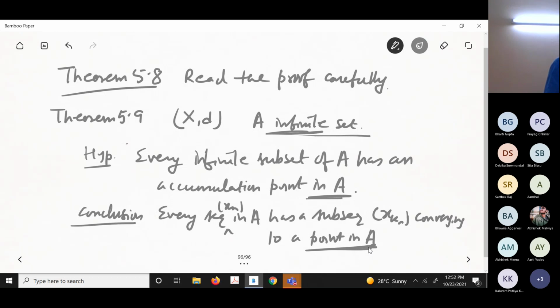This is important. If you have this, you have this. If you do not have this, you still will have this, but you may not have the other, because then I will consider A bar. A bar will also be an infinite set. So every infinite subset will be an infinite subset of A bar, and an accumulation point in A will be an accumulation point in A bar. So I can replace A by A bar. But if you miss this, you will miss this one. Now look, every sequence has a subsequence converging to a point in A.